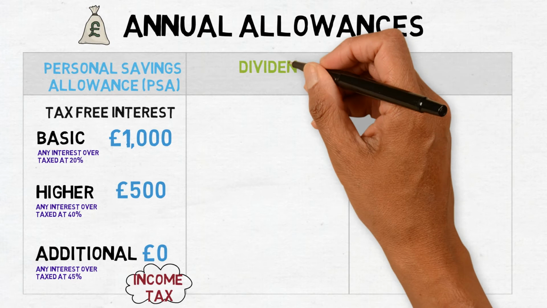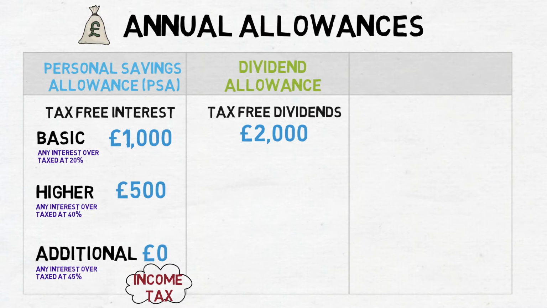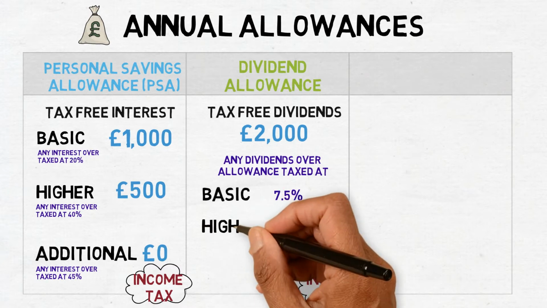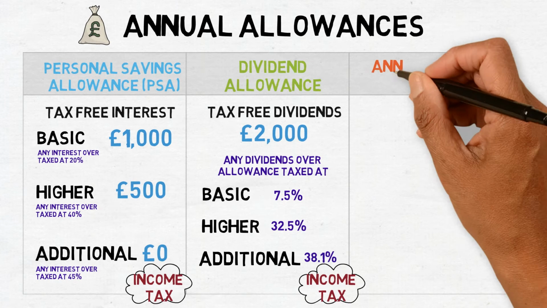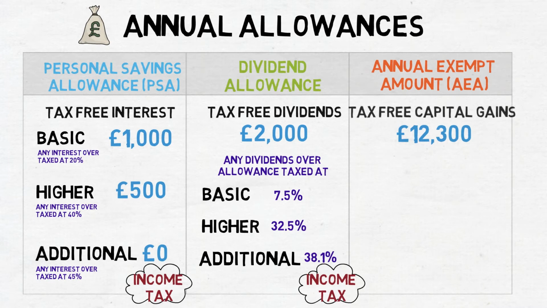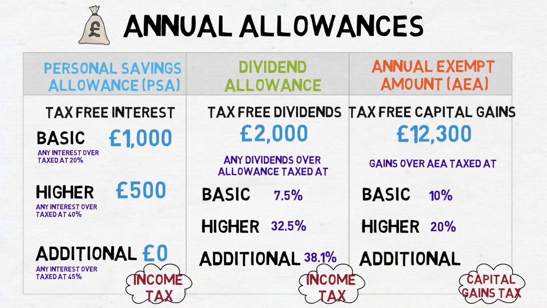The next allowance is the dividend allowance. This allows all taxpayers to earn £2,000 of dividends tax-free. Any dividends earned above this amount will be taxed. Income tax on dividends is lower and the rate is determined by your tax band and is as follows. And the last allowance we'll look at is the annual exempt amount. With this, you are entitled to £12,300 tax-free capital gains. Capital gains above this amount will be taxed and the rate is determined by your tax band. Note, annual allowances are reviewed each year, and so next year these allowances may decrease, increase or stay the same.